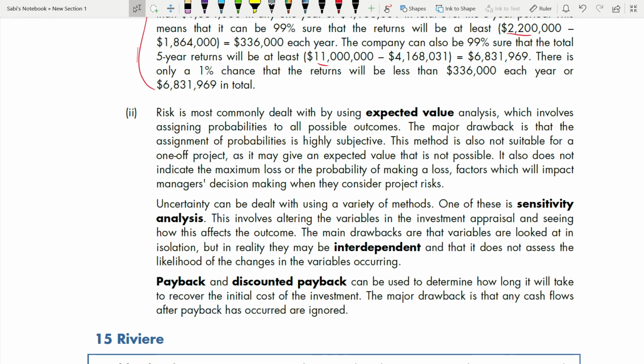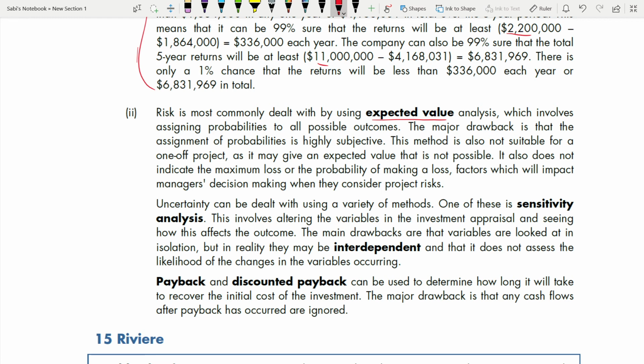Now part C, you have to talk about risk and uncertainty and the drawbacks, right? So the risk is most commonly dealt with by using expected value analysis, which involves assigning probabilities to all possible outcomes. The major drawback is that the assignment of probabilities is highly subjective. Is it easy to assign probabilities? No, right? What are we basing our probabilities on?